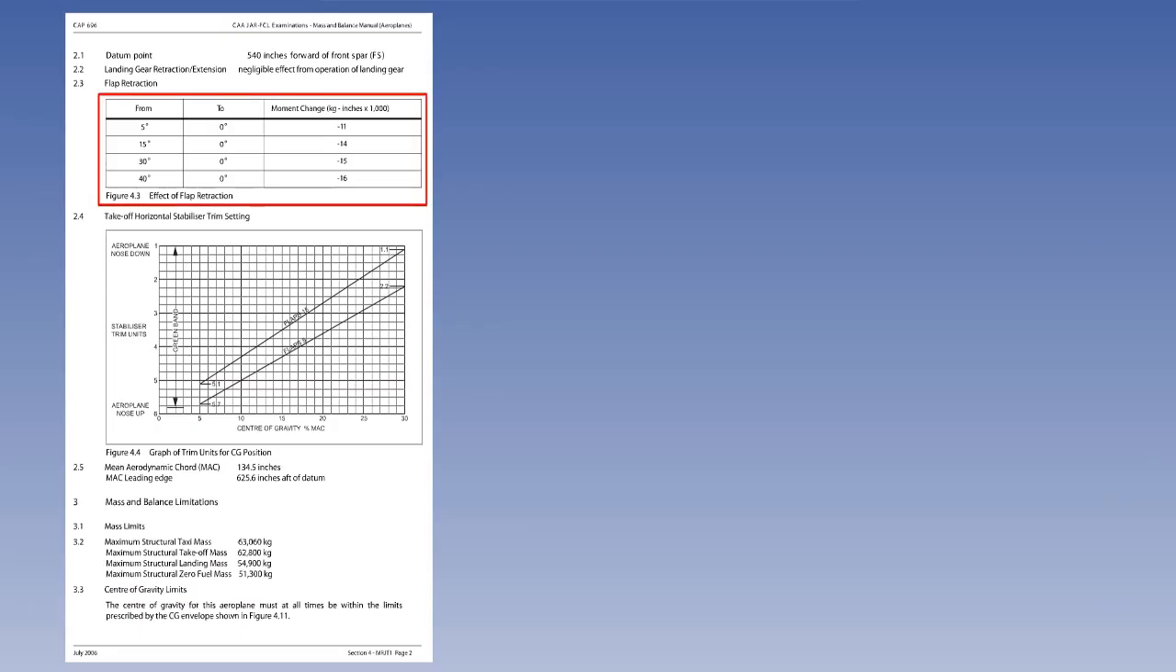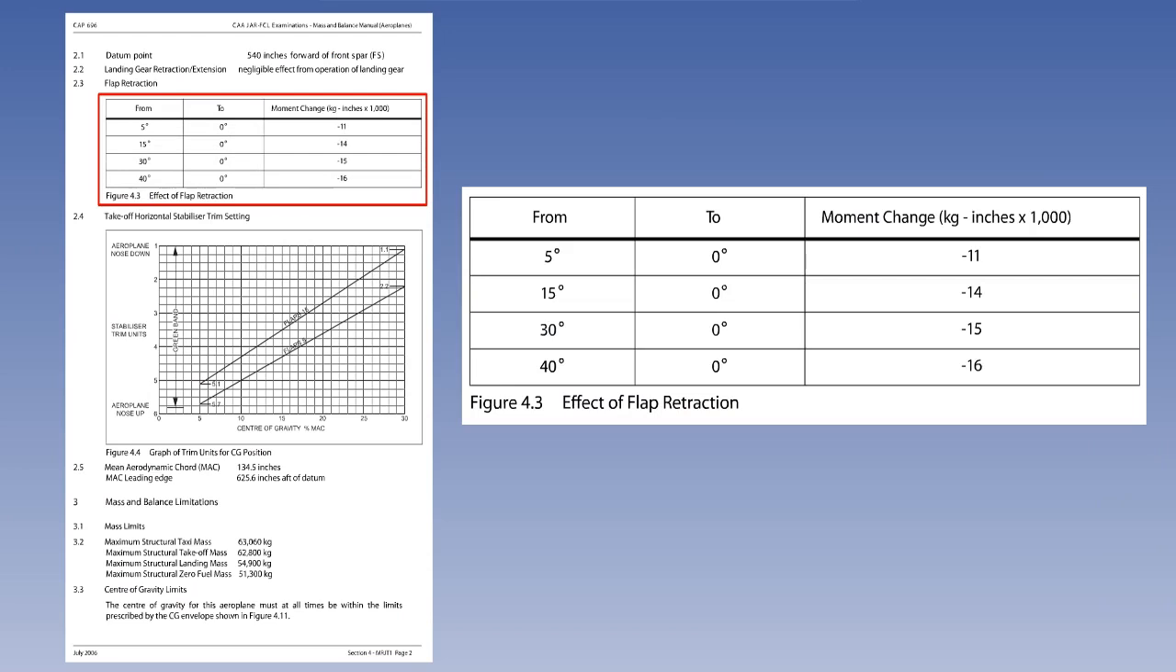When flying a large jet transport aeroplane, we have to be aware of a considerable change in centre of gravity, due to the extension or retraction of the flaps in flight. In CAP 696, a table is provided representing the negative moment change, when the flaps are retracted through stages from 40 degrees position to flaps up 0 position.